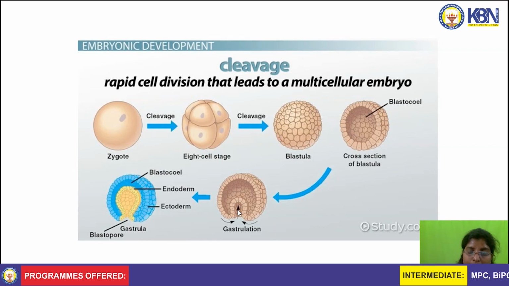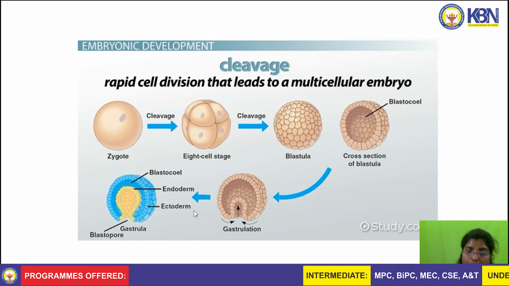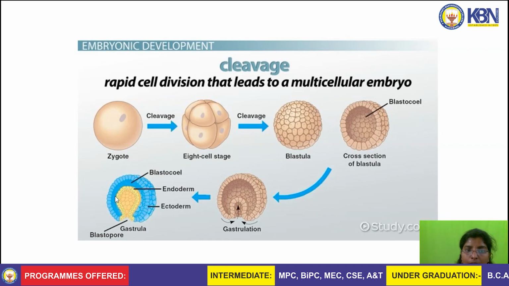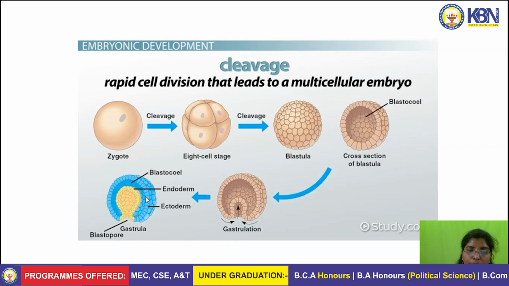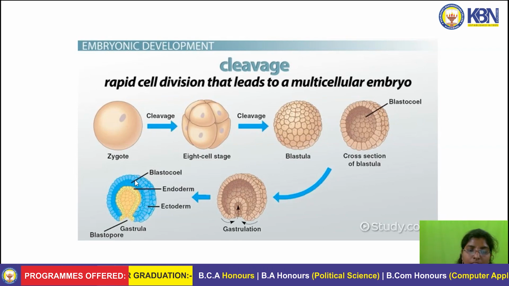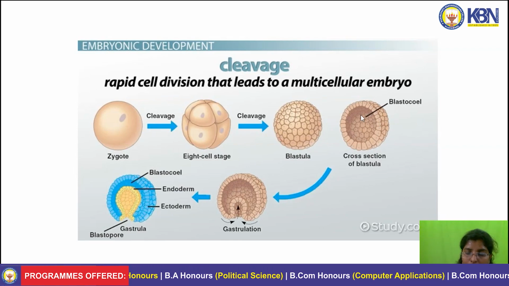After it invaginates into the internal layer, it develops into three layers: ectoderm, endoderm, and mesoderm. Here this is the blastocoel. The entire hollow space is getting reduced when the gastrulation process is going on. This is the blastula, this is the endoderm, this is the ectoderm, and this is the mesoderm. The entry of the pore is called the blastopore, and this entire structure is called the gastrula.